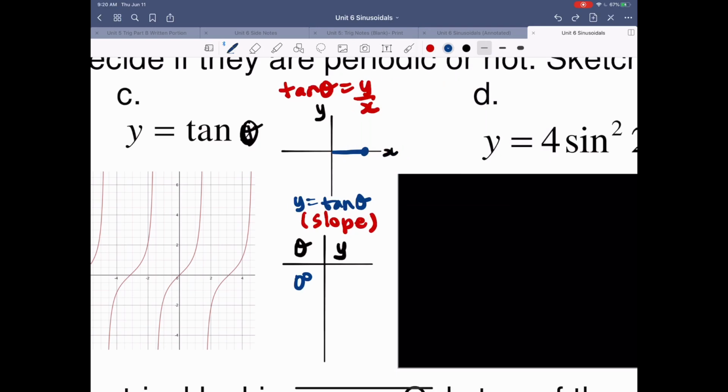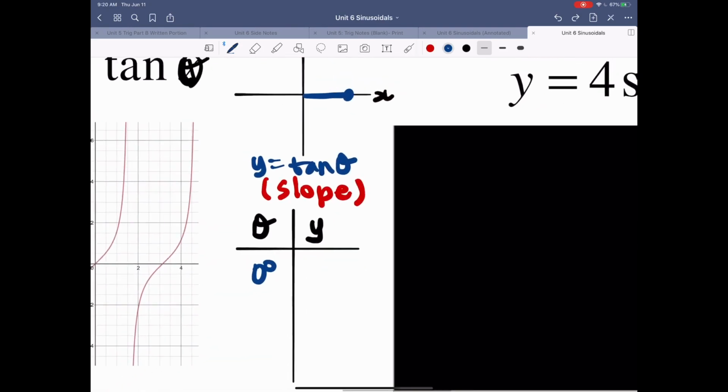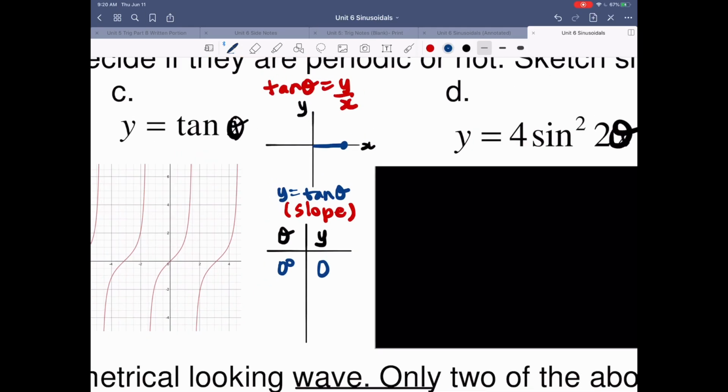Anyways, back to this, 0 degrees. What is the slope for a horizontal line? That might be the easiest way to think of it. The y value is therefore 0. Simply, a horizontal line has a slope of 0.